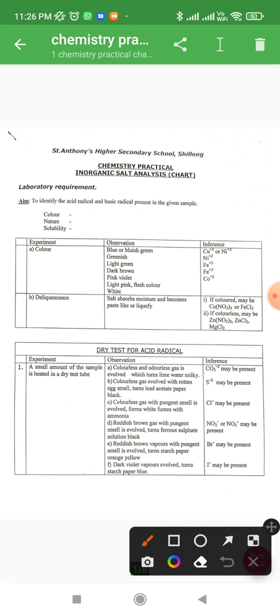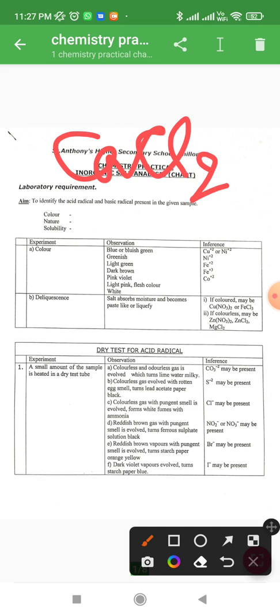The first experiment which you will be writing is dry test for acid radical. Now under acid radical, you know acid radicals are negative radicals. That means the radicals which carry negative charge. Now we will make 3 columns as it is written here. The experimental part will remain the same, that is a small amount of the sample is heated in a dry test tube. Now I will be explaining it with reference to, say, calcium chloride. Suppose my salt is calcium chloride.